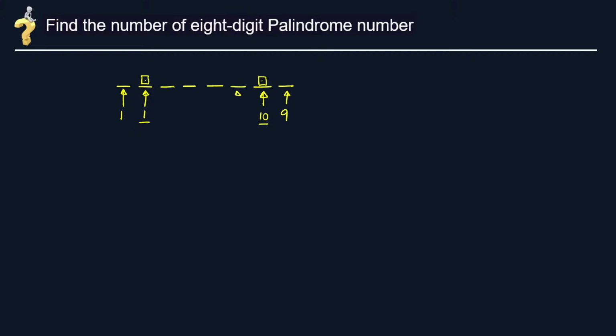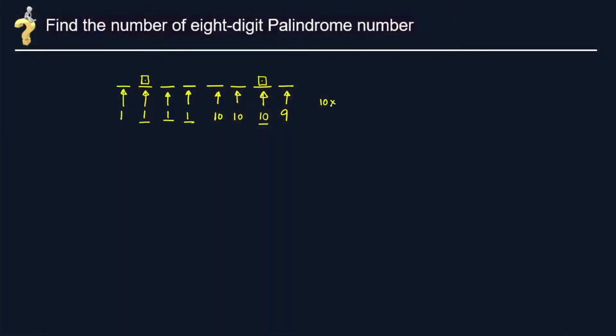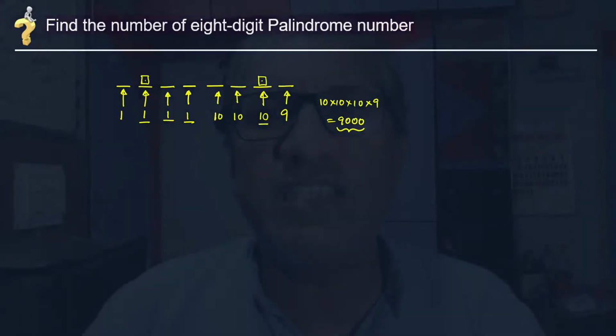Okay, so the next digit again will be filled in 10 different ways. Similarly, this place can be filled in only one different way. This place again can be filled in 10 different ways. And this place can only be filled in one different way. Therefore, total number of 8-digit palindrome numbers that can be formed is 10 into 10 into 10 into 9. That gives us 9,000 such palindromic numbers which are 8-digit numbers.